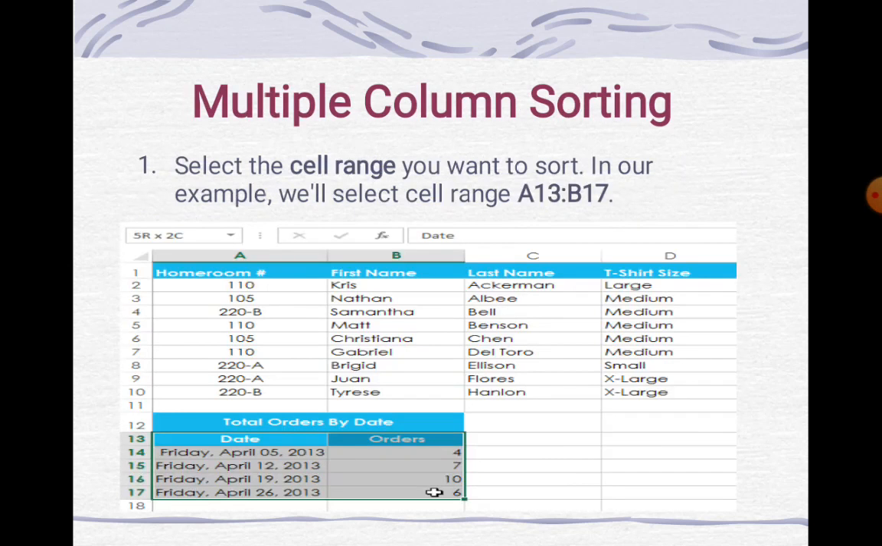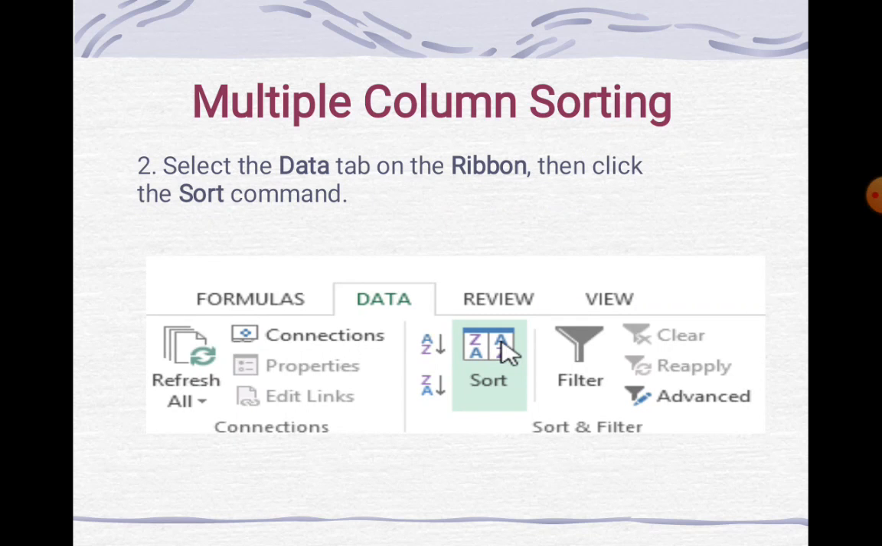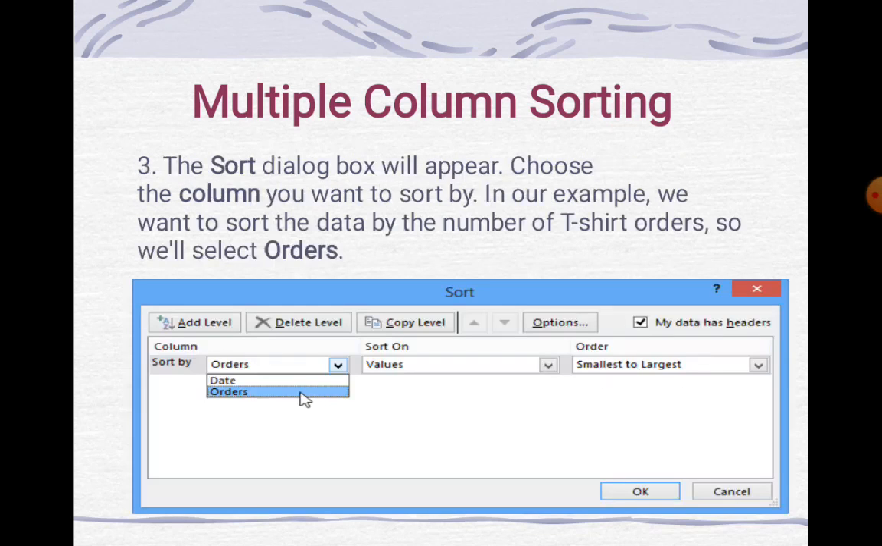Now let's see the multiple column sorting. Select the cell range you want to sort. In our example, we'll select cell range A13:B17. Select the Data tab on the ribbon, then click the Sort command. The Sort dialog box will appear. Choose the column you want to sort by. In our example, we want to sort the data by the number of t-shirt orders, so we'll select Orders.